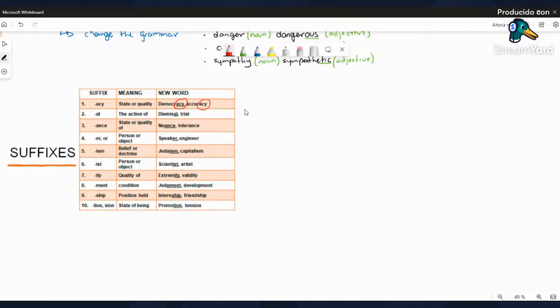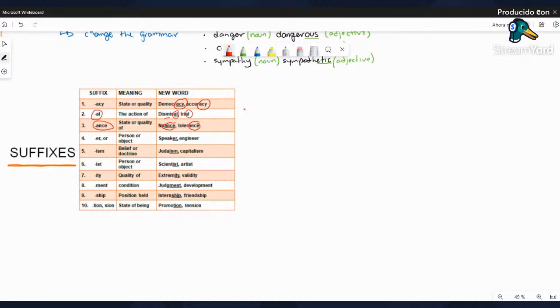Now, when I add -al, it's the action of something, right? Dismissal, trial. I'm adding these suffixes after them because it's the action of doing this, and I turn it into a noun itself. When I add the suffix -ance, I'm giving a state of quality too, which is nuance, right? Or tolerate, tolerance. The action of tolerating someone.